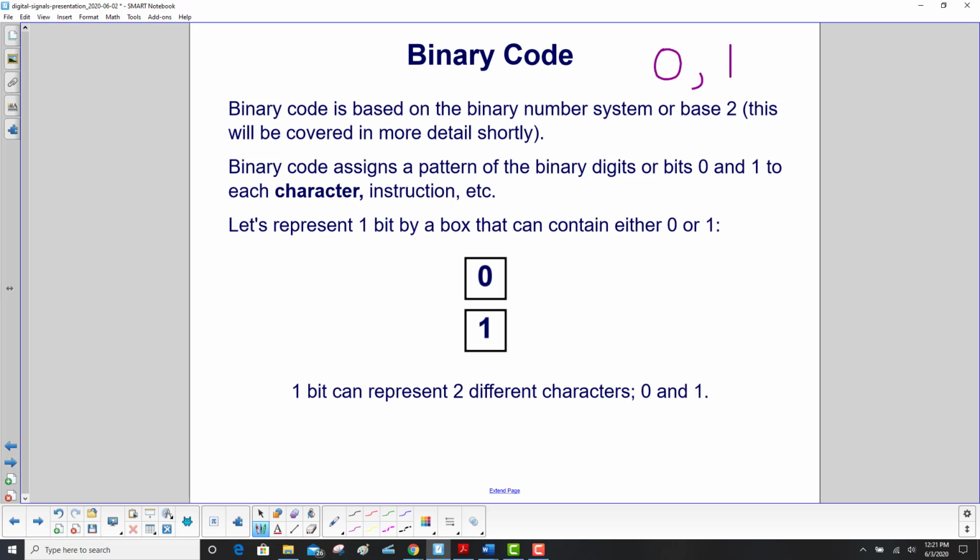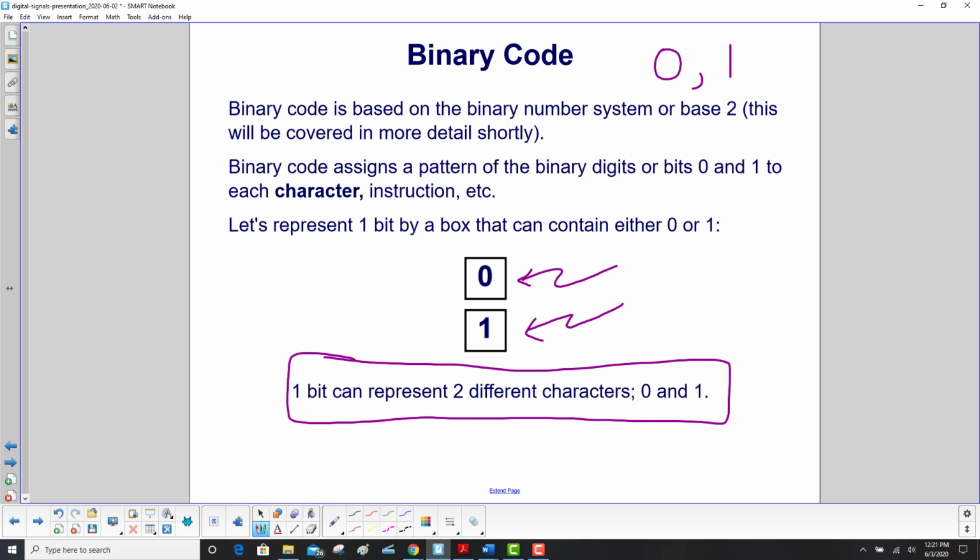Let's represent one bit by a box that can have either a 0 or a 1. So here's a bit, and here's another bit. You can have either a 0 in it or a 1. So one bit can either have a 0 or a 1. I know I just said that, but let's say it in a different way too. One bit can represent two different characters, 0 or 1. It's kind of key to everything we're going to be doing.